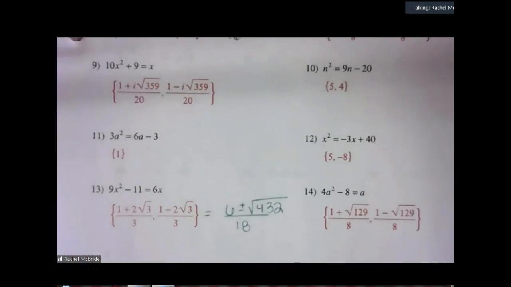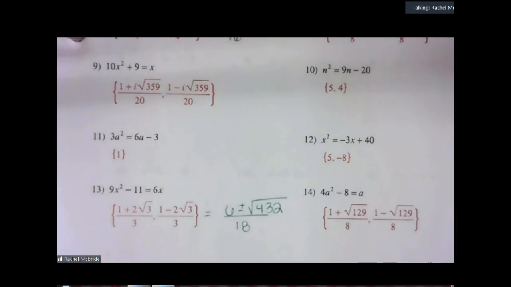Okay, and then we have 9, 10, 11, 13, and 14. So 9, the square root of 359 does not simplify, so you can't actually take anything out of that. I know it's one I feel like people kind of try. It's such a big number, but 359 does not divide by any perfect squares.